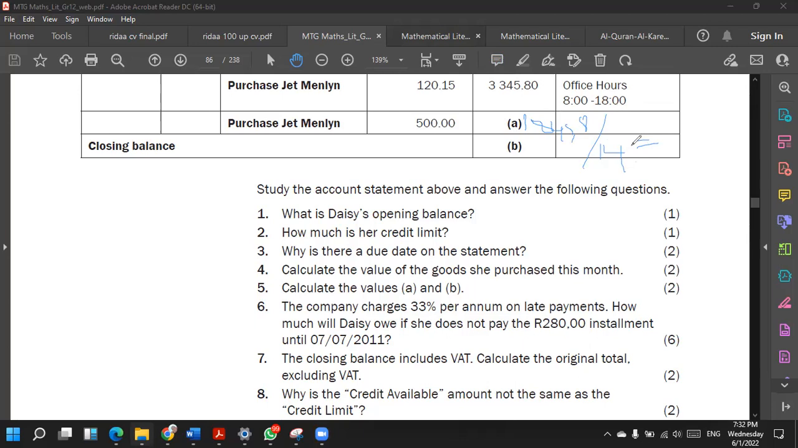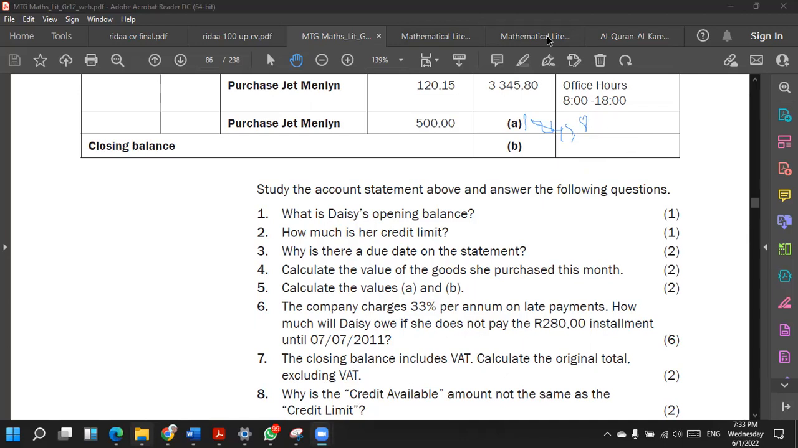No, I'm wrong. What is the question? Closing balance includes VAT, calculate the original total excluding VAT. Can I just teach you quickly? I'm going to teach you a way on how to calculate that. I teach all my students this method and it works like a bomb. But you must just pay attention. If you don't understand it immediately, you can just go back to the video. Let me just explain to you quickly.